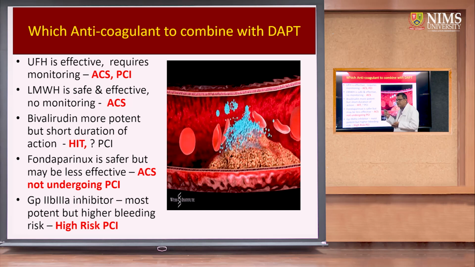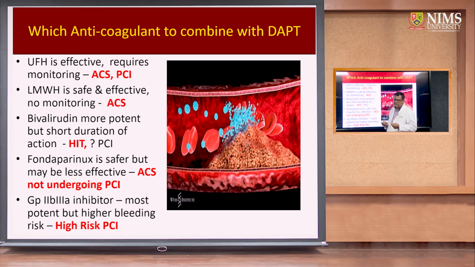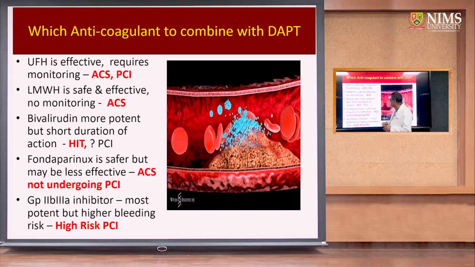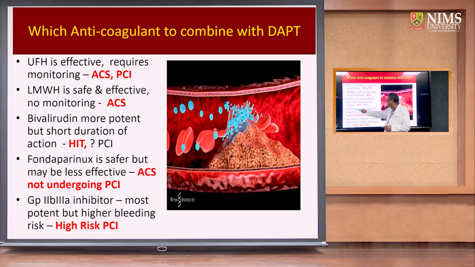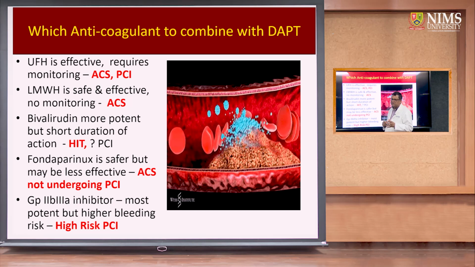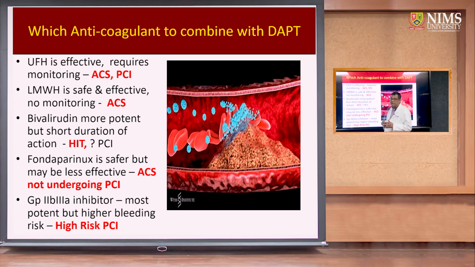Bivalirudin is more costly than heparin. Heparin costs 1000 rupees. Bivalirudin may cost 10,000 rupees or something like that, or even more. So, this is the problem. So, the third thing that you could use is fondaparinux. Problem with fondaparinux is that it is not as effective as heparin.